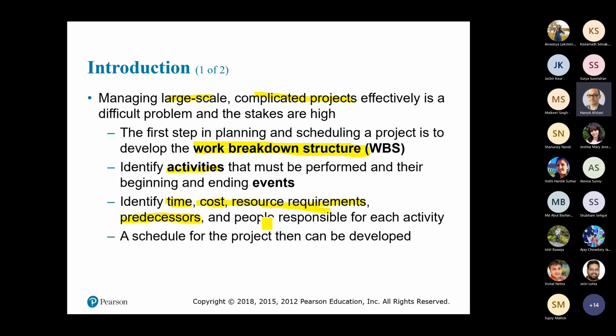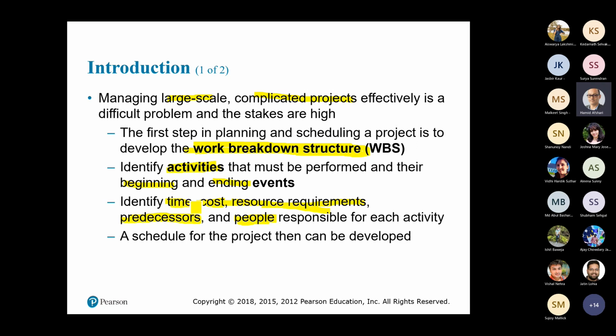And people also is a kind of resource, but sometimes we consider human resources separately. So people responsible for each activity. So as you can see, planning and scheduling a project needs a lot of efforts. You have to identify WBS. After that, you have to identify activities and beginning and ending of the event. For example, you want to start cooking at a certain time and finish cooking at a certain time.